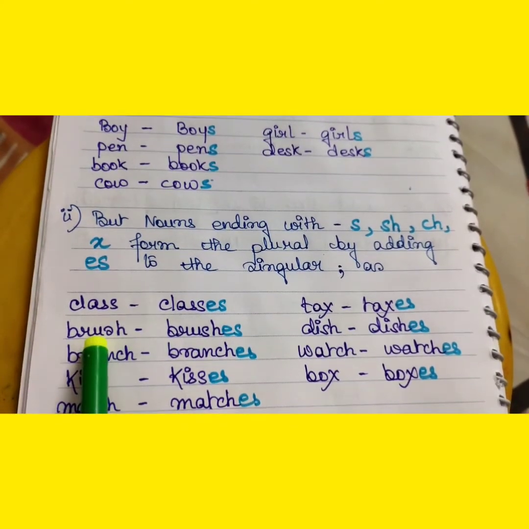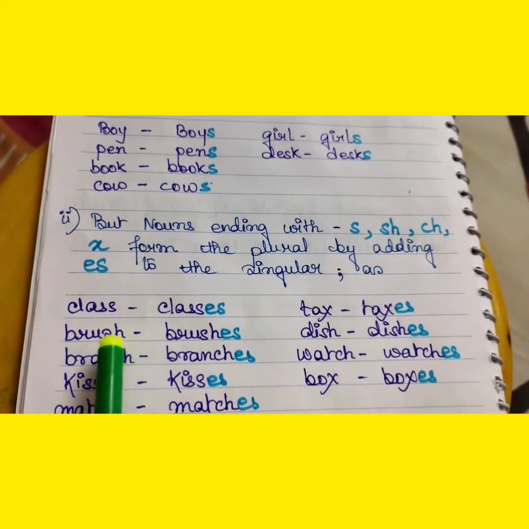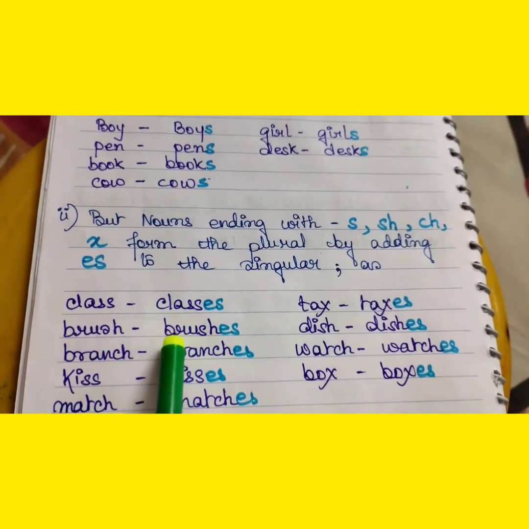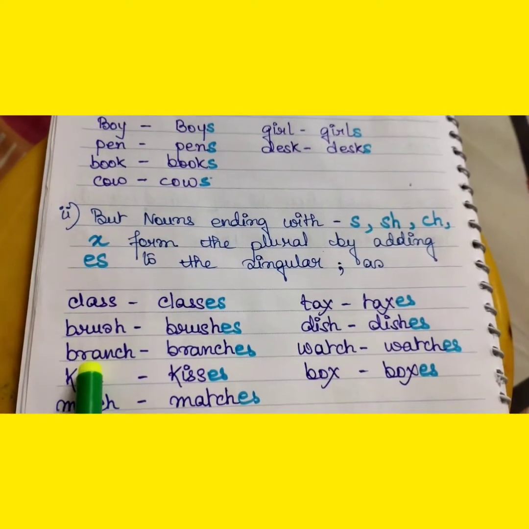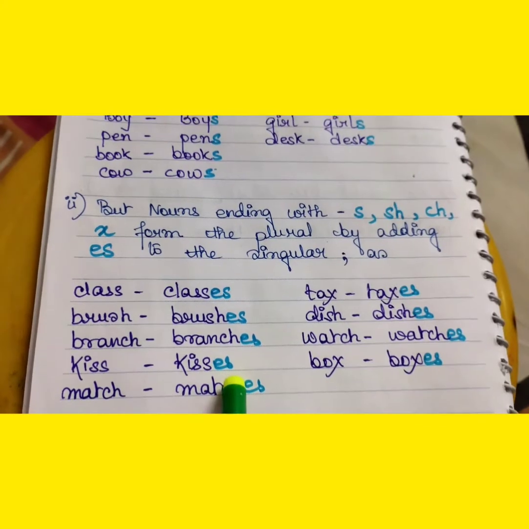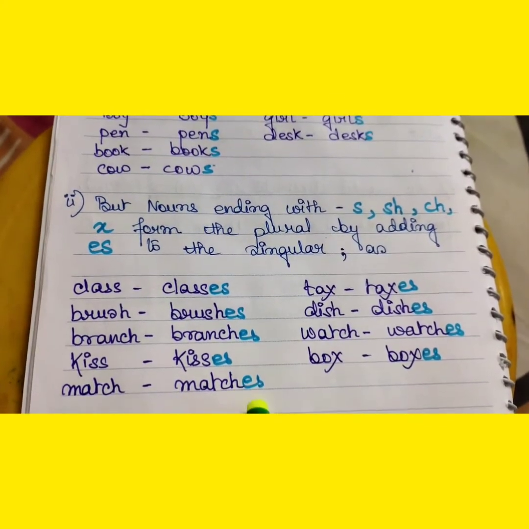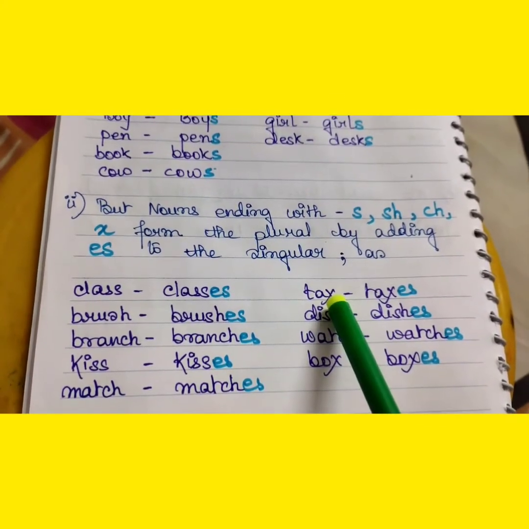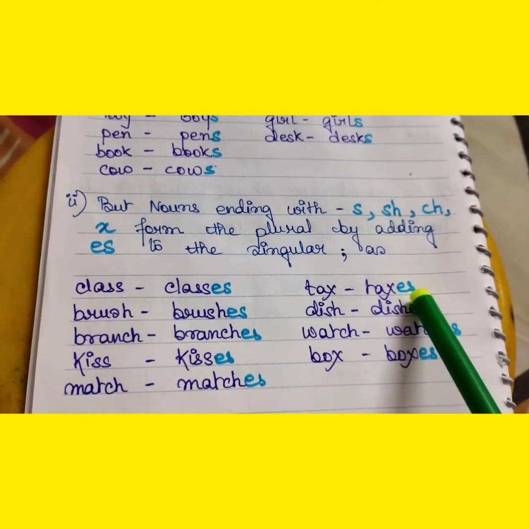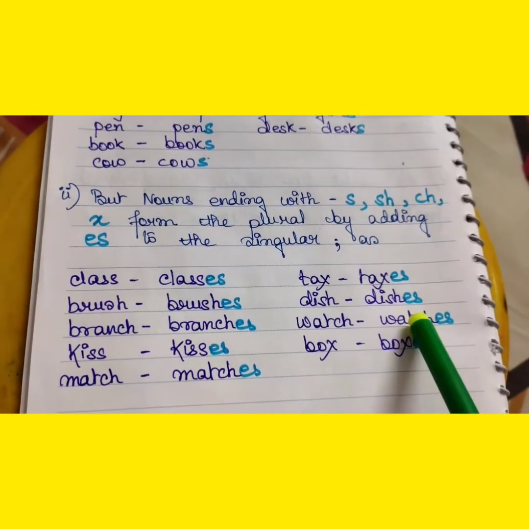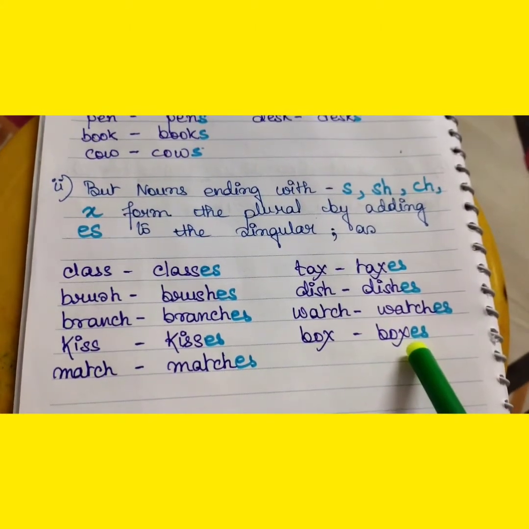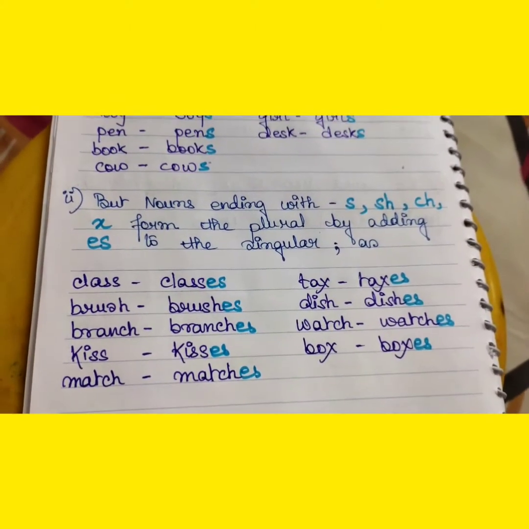Next, brush, it is having sh at last, so es will get added to it, so brushes. Branch is becoming branches. Kiss is becoming kisses. Match is becoming matches. Tax, it is having x at last, so es is getting added to it. Dish is becoming dishes. Watch as watches. Box as boxes. Let's go to the next formula.